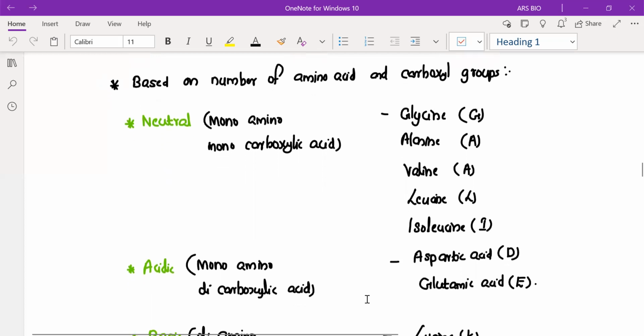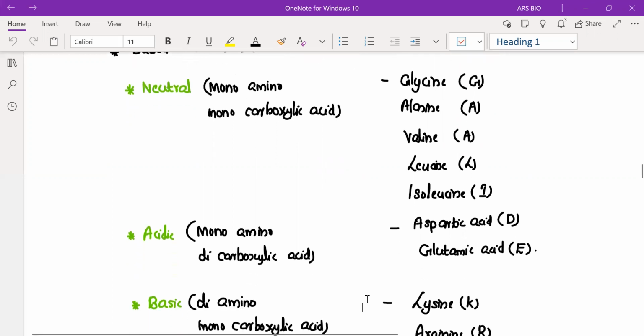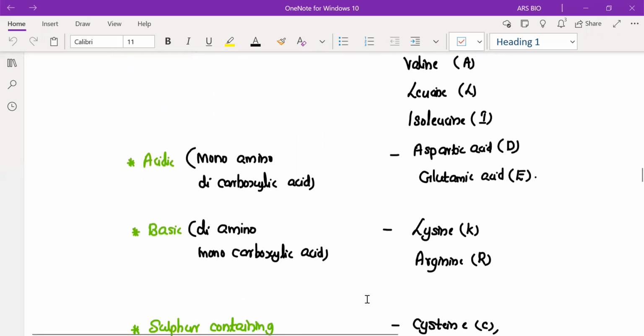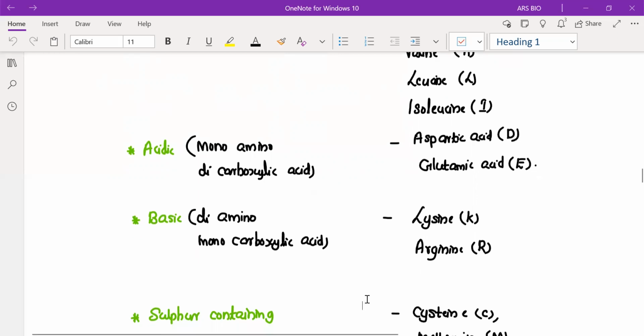Some examples that come under the neutral amino acids are glycine, alanine, valine, leucine, and isoleucine. These are commonly known as the neutral compounds. Now the next one, acidic compounds. Acidic compounds are monoamino dicarboxylic acids, so they have only one amino group and two carboxylic acid groups.